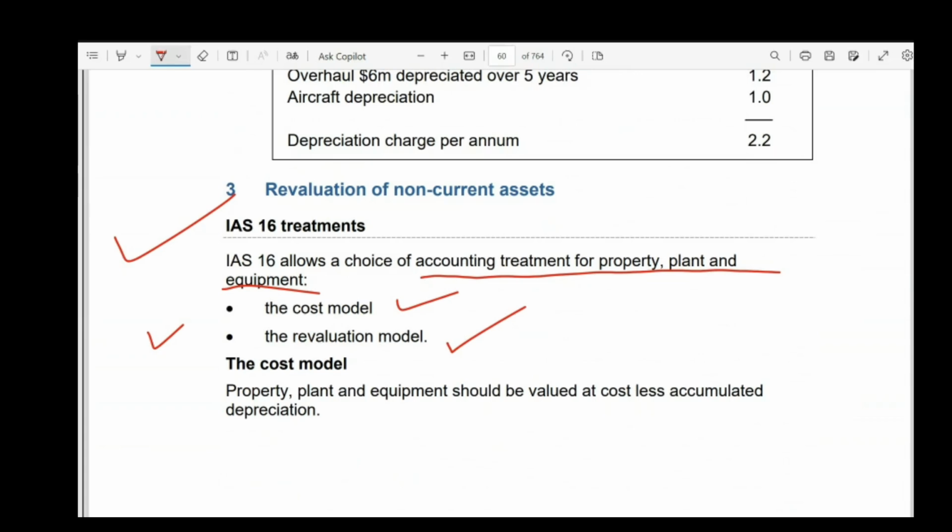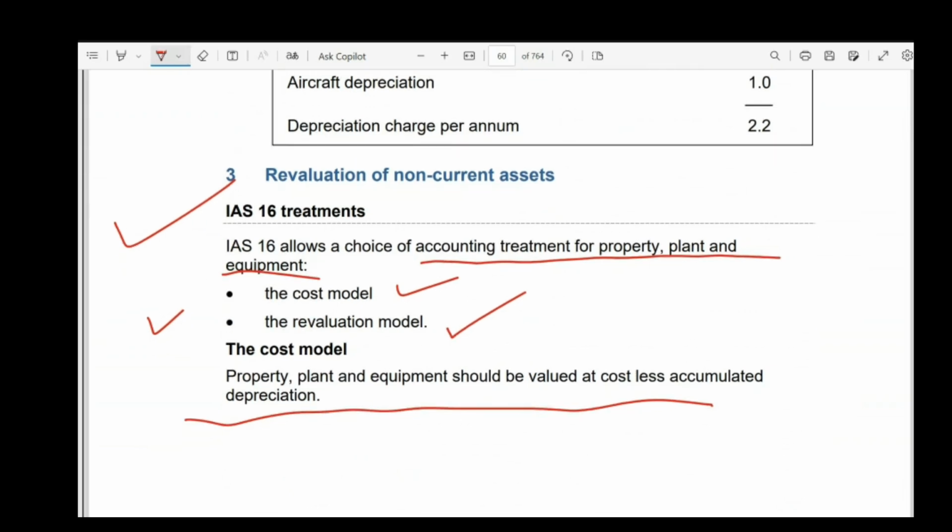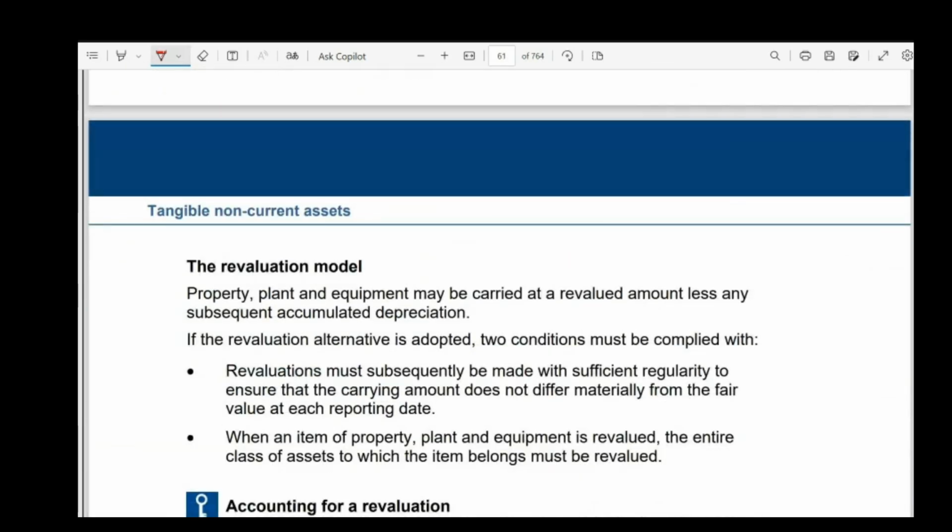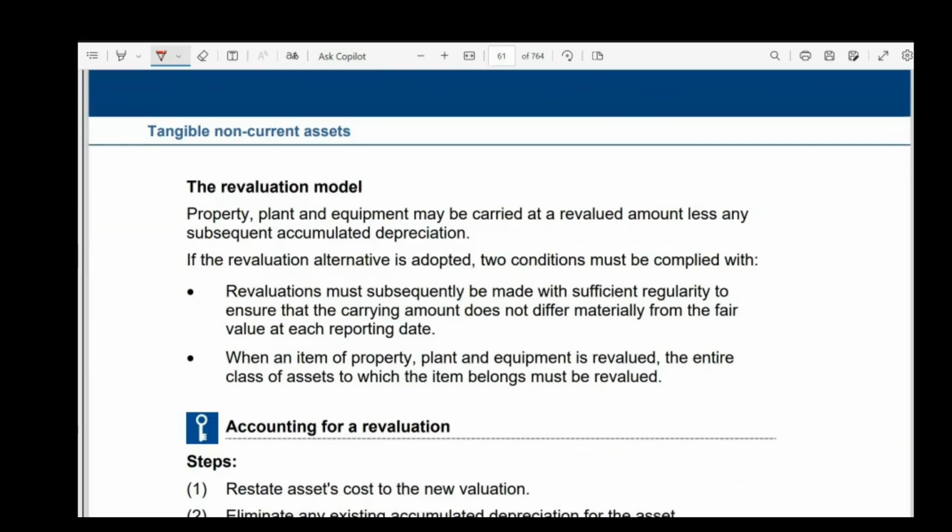In a revaluation model, you purchased it for 1 million, like the example of a vehicle 3 years before, now the vehicle value might increase, or any building or equipment value increases or decreases. If we apply this method, that is called the revaluation model. Under the cost model, property, plant and equipment is carried at cost less accumulated depreciation. This is a simple one. Under the revaluation model, property, plant and equipment may be carried at revalued amount less any subsequent accumulated depreciation.